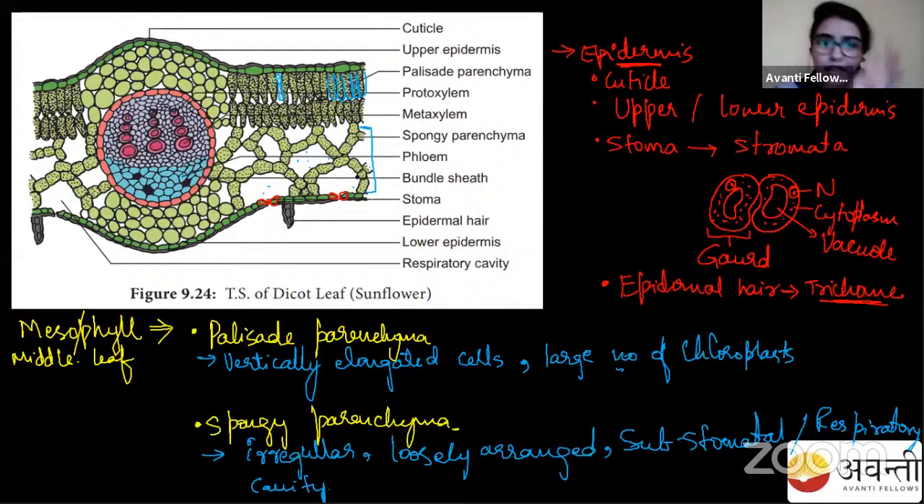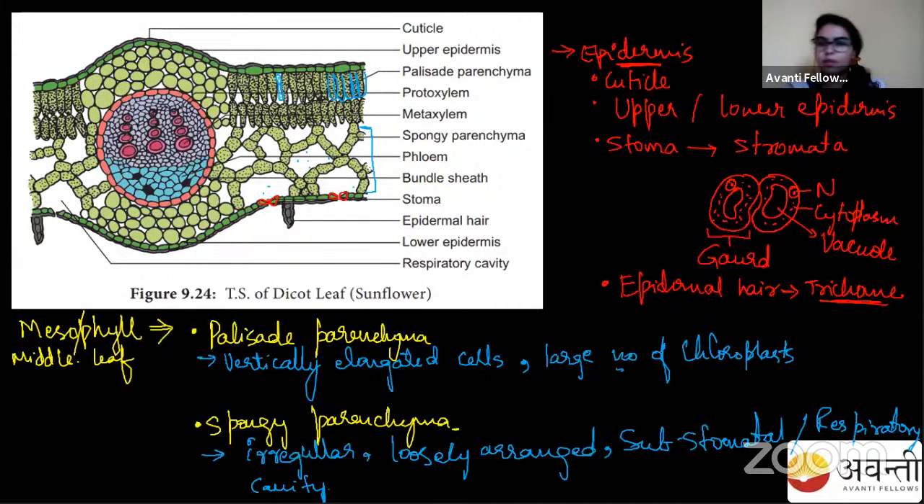And then there are spongy parenchyma cells in the lower part, towards the lower epidermis. Those spongy parenchyma are the irregular parenchyma cells which have the substomatal or the respiratory cavities, and these cavities help in the exchange of gases through the stomata. They help a lot. Yes, so this is what the mesophyll is about.